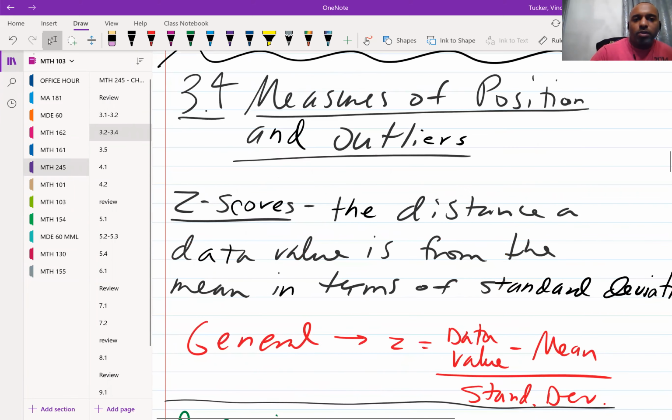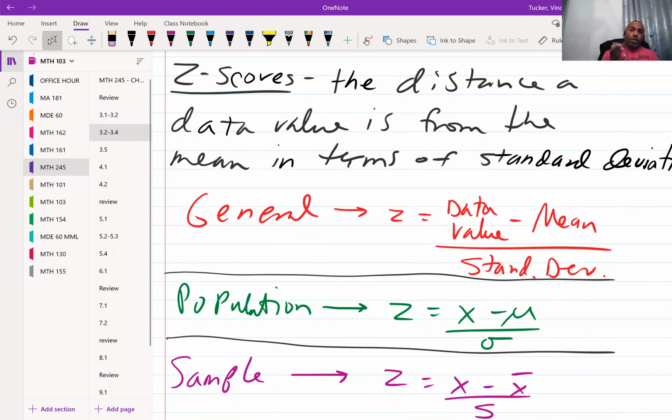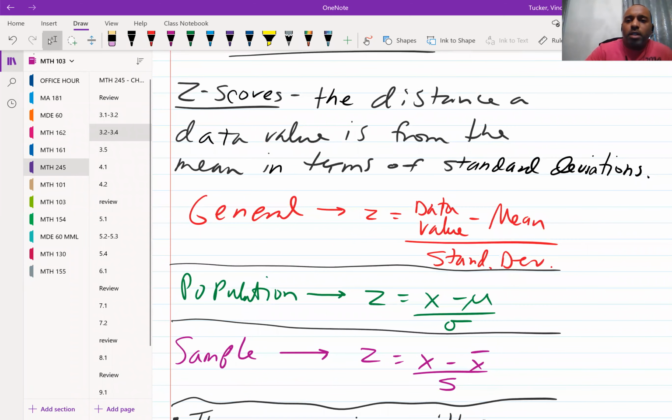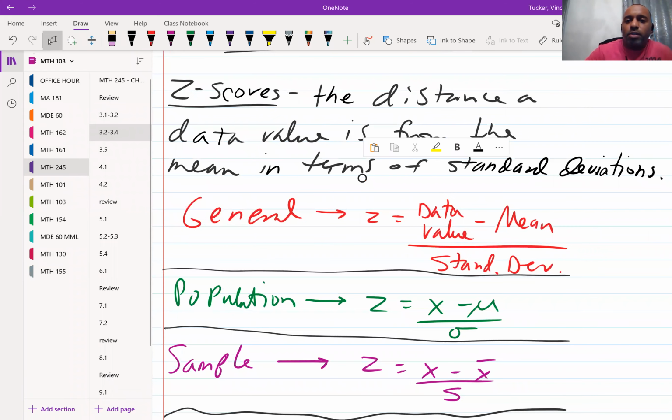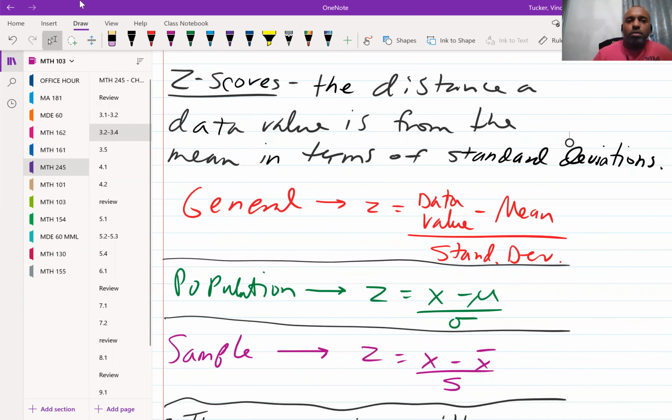All right. So Z-scores. Still in 3.2. Remember, one of the other parts was Z-scores. So Z-scores, the distance a data value is from the mean in terms of standard deviations. So in the red is our general way of expressing or calculating the Z-score. It's going to be a data value minus the mean divided by the standard deviation.